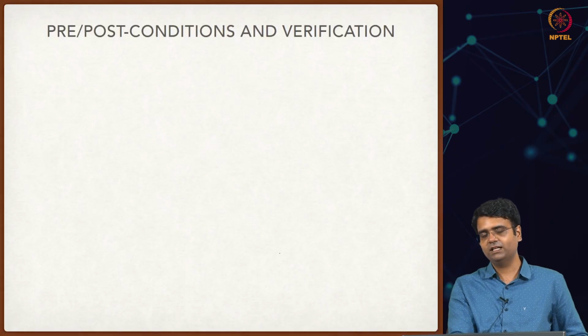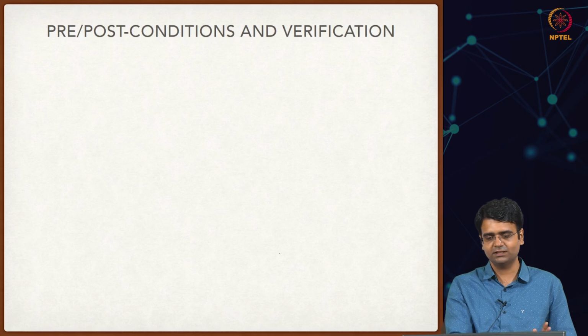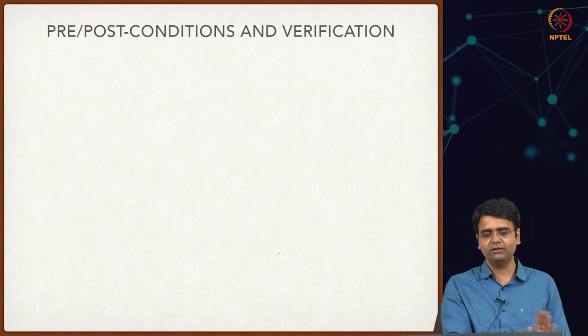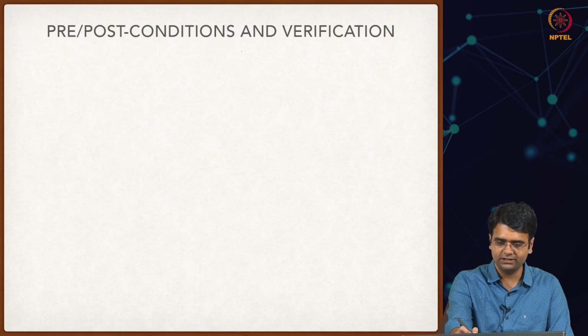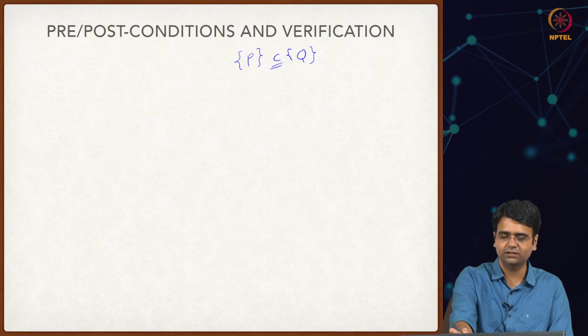So there are a couple of different ways to write specifications. One is using assert and assume. The other way is through precondition and postcondition. We have already seen this particular syntax for precondition and postcondition. You use curly braces, with something like P, C and Q, where C is the program that you want to verify.